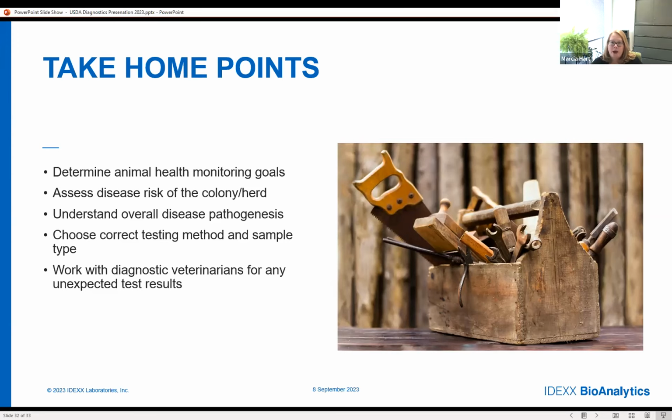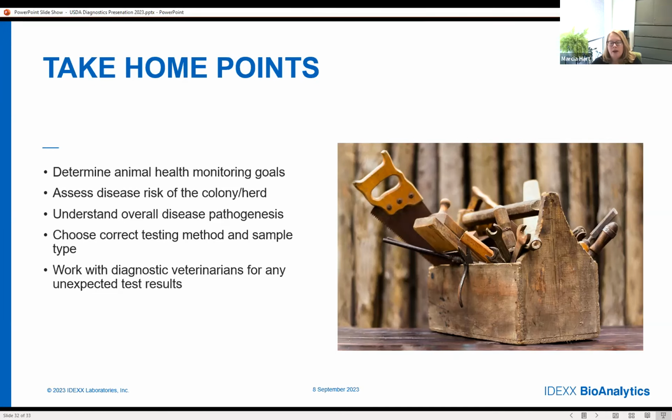Once you determine that, think about the agents that you are worried about and what is the risk to that colony or herd. Could it come in with new animals? Could it come in with husbandry supplies such as food and bedding or water? Could it come in with my staff? There are very few agents that people do transmit to animals, but they do exist. So something to be aware of. Understanding that overall disease pathogenesis, all of these things are going to be really important in trying to establish what is the sample type that I need to take and what is the testing modality that I need to choose.